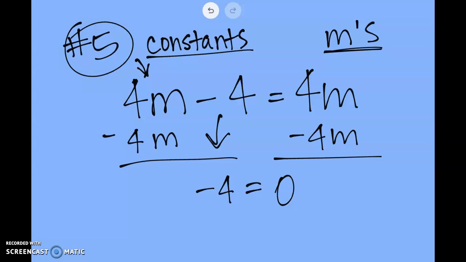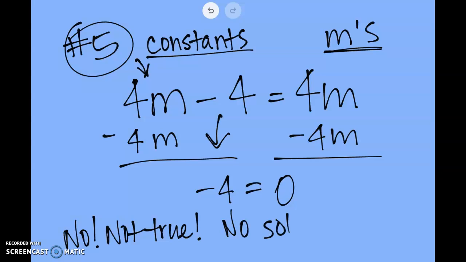I want to ask myself, is this true? Does negative 4 equal 0? The answer is no. This is not true, which means this equation has no solution.